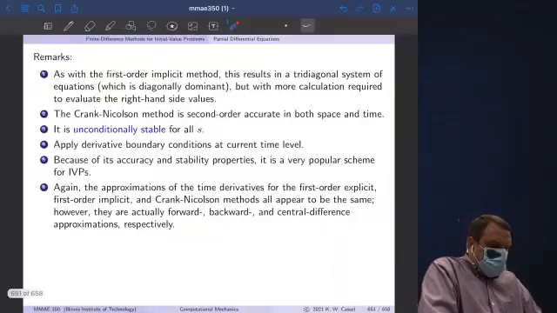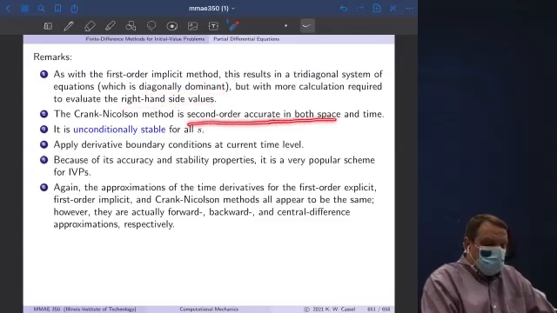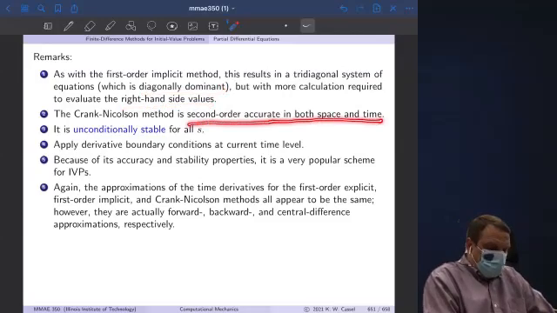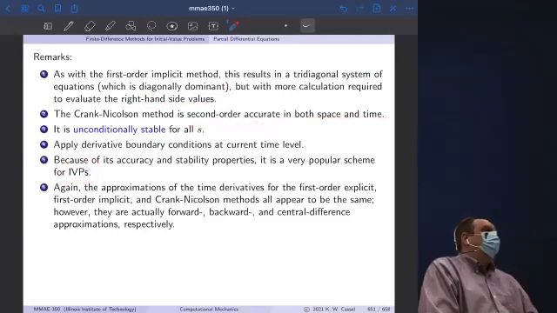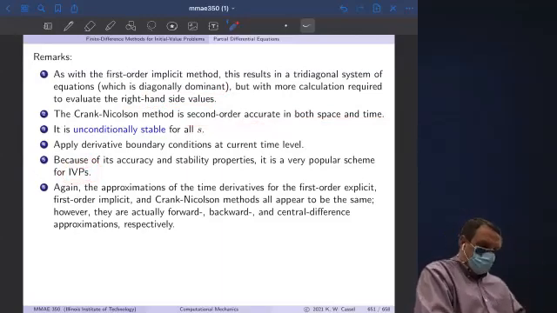Again, some comments. We get a tridiagonal system. It is diagonally dominant, so everything's fine with that. And again, just a little bit more work to get the right-hand side values. It is second order accurate in both space and time now, which makes it a very popular approach to solving initial value problems, because it's good with stability. It's second order accurate in both space and time, relatively easy to solve. It's just a Thomas call for each time step.